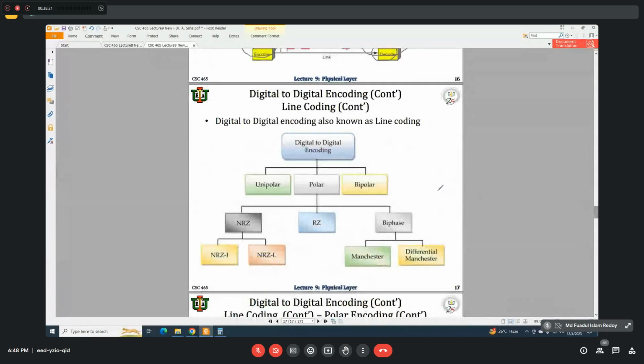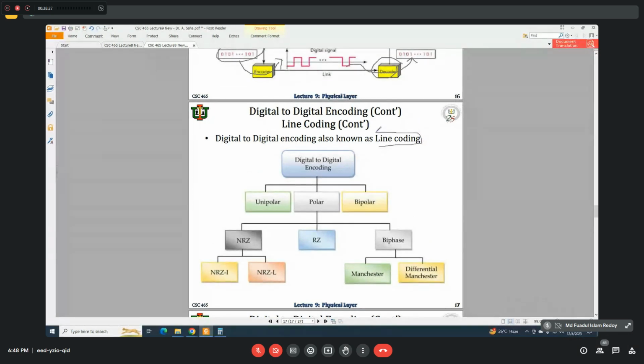Now we have digital to digital encoding, also known as line coding. Line coding consists of unipolar, polar, and bipolar. Polar is divided into three categories: non-return zero (NRZ), return zero (RZ), and biphase. Non-return zero has two parts, NRZ-L and NRZ-I. Biphase has two categories, Manchester and differential Manchester. These are the techniques we are going to study now: unipolar, polar, and bipolar.